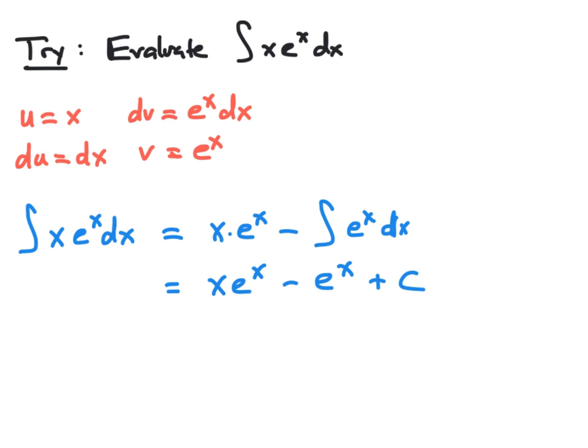We can choose u to equal x and dv to equal e to the x dx, and then that means that du will equal dx and v will equal e to the x, since the antiderivative of e to the x is itself. Substituting all of those values into our integration by parts formula gives us the integral of x e to the x dx is equal to x e to the x minus the integral of e to the x dx, and that integral is just e to the x. So our integral evaluates to x e to the x minus e to the x plus c.